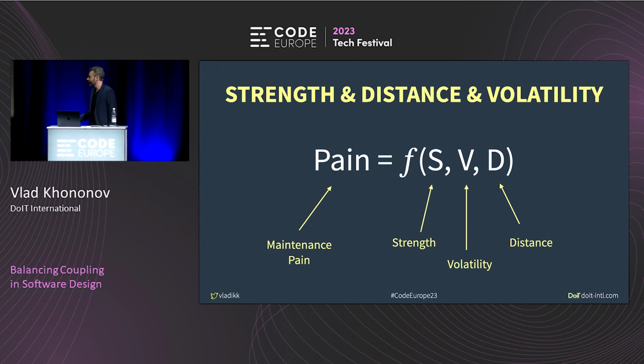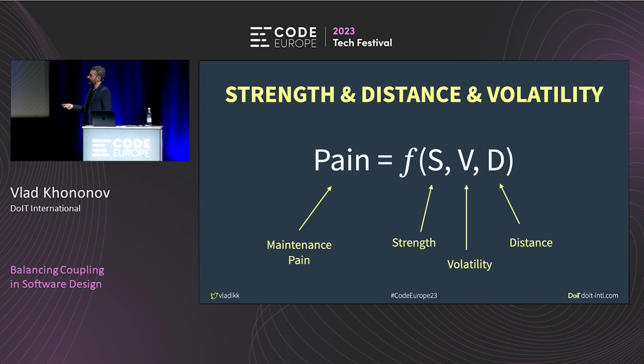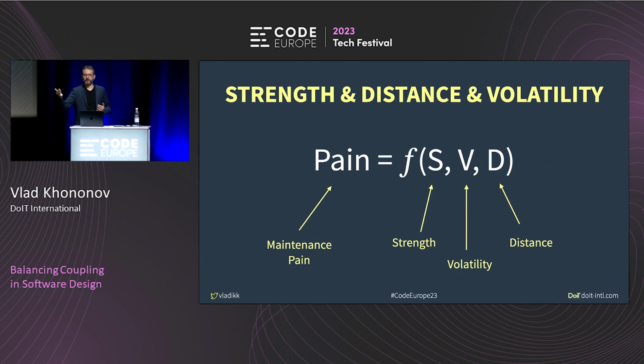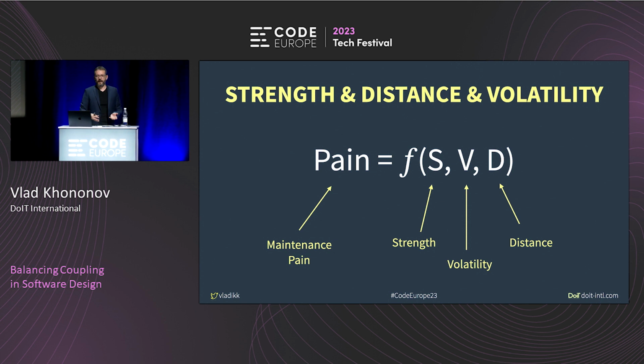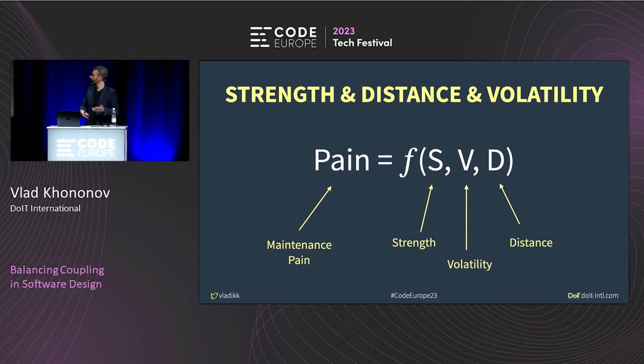Because strength says how often downstream components are going to be affected by changes in the upstream. Distance says how hard it's going to be to implement such cascading changes. And volatility says whether you should care about that or not. It's the dimension of pragmatic thinking, let's call it that way.